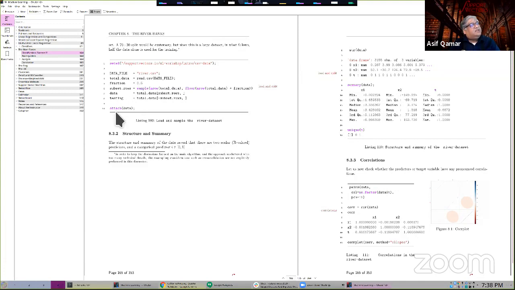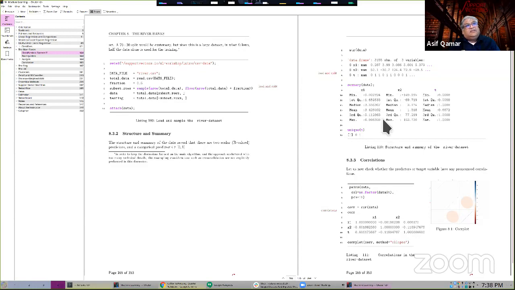We attach the data so that X1 and X2, we don't have to keep referring to them again. We look at the structure of the data, which tells us that it's made up of 3 attributes, X1, X2, and T. We summarize the data. You notice that we are taking summary of the data.